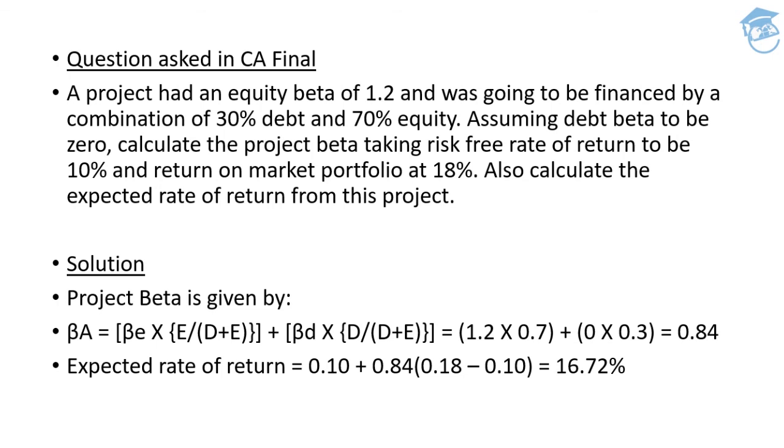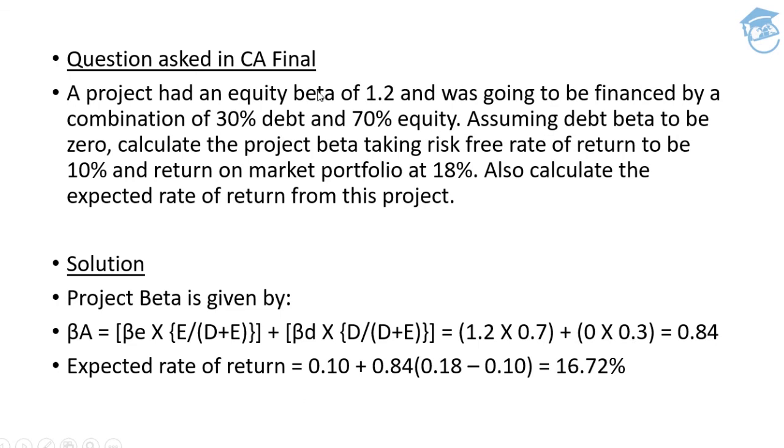Simple, guys. We are supposed to tell them about the project beta. It's a very simple thing, but that will be the beta of the complete portfolio, which is beta of A, equal to beta of equity multiplied by your equity portion divided by your total, that is debt plus equity, plus beta of debt multiplied by the debt portion, divided by your overall, which is D plus E. So in this scenario, it will be 1.2, which is your equity beta, multiplied by your 70% equity, plus beta of debt, which is 0 in this case, multiplied by your weight, which is 0.3 for debt. Overall, it comes out to be 0.84. That is your project beta.